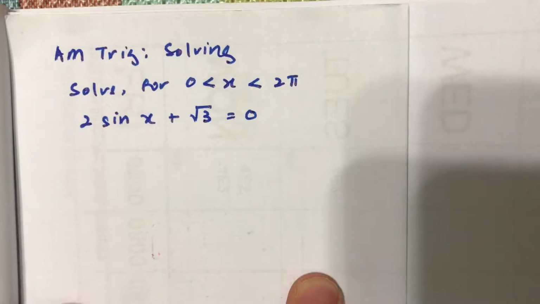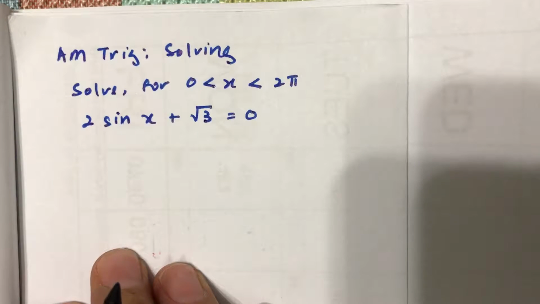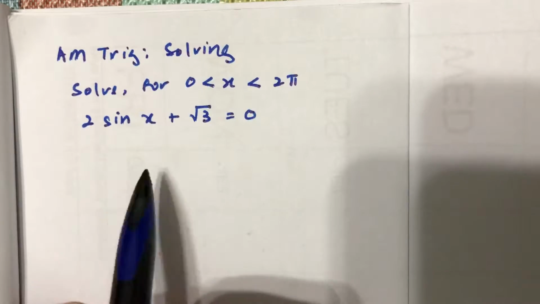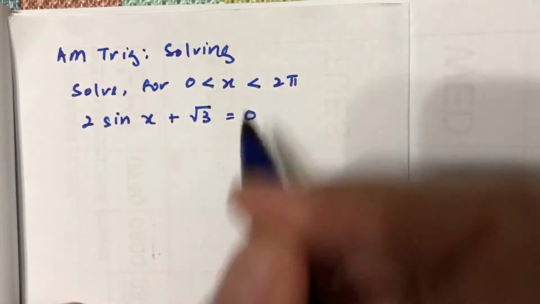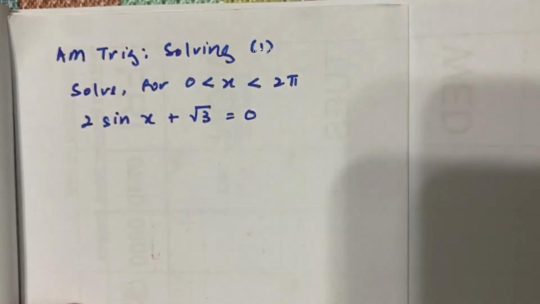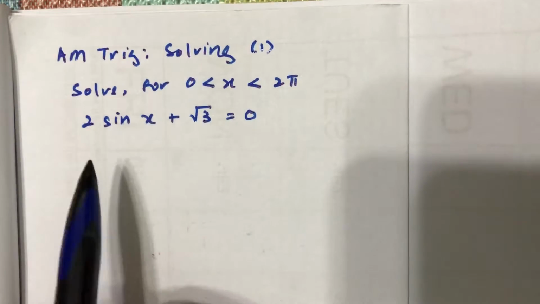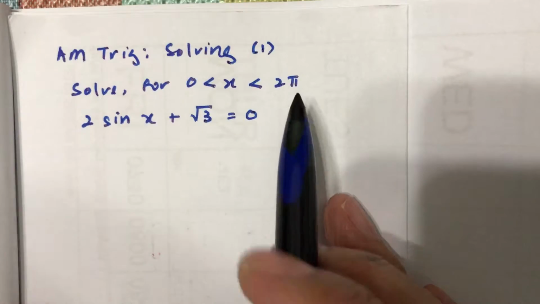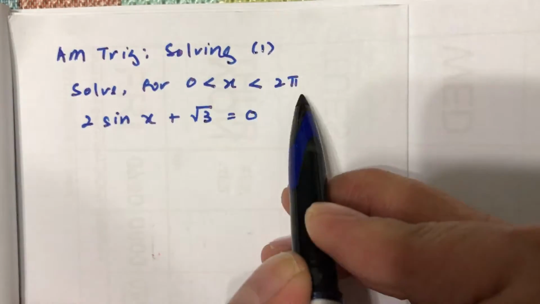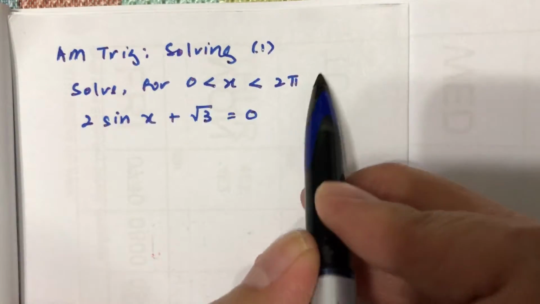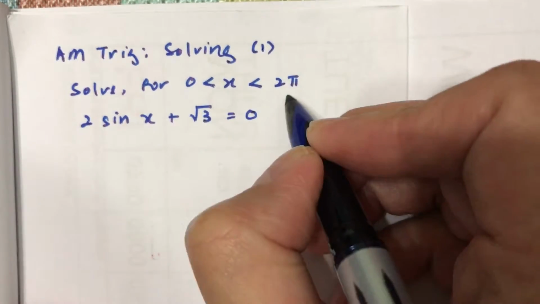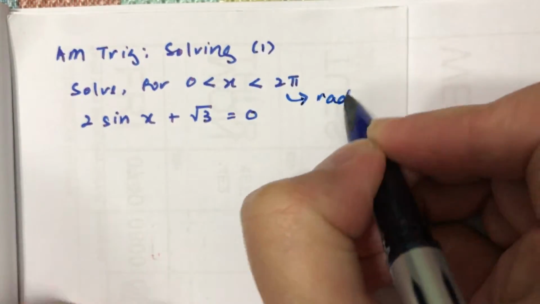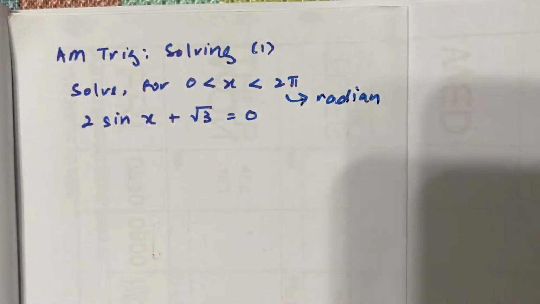Alright, today we're going to look at solving trig equations, and we're going to do the very simple trig solving. Alright, so maybe I should put it as solving 1. Okay, simple basic steps. So we're going to solve for x between 0 and 2 pi. Now when you see that this is actually 2 pi and you notice that 0 and 2 pi has no degree symbol, this means that it's supposed to be in the radian mode.